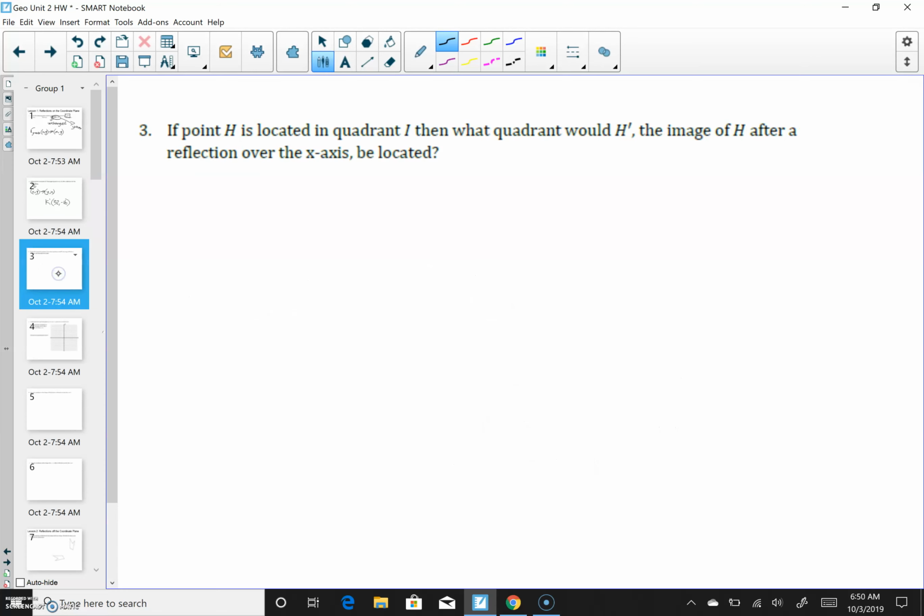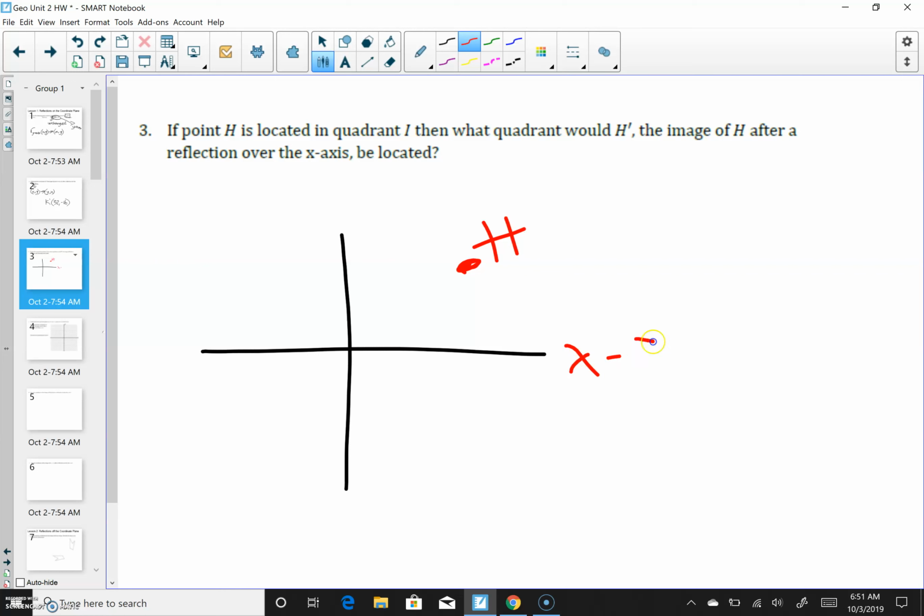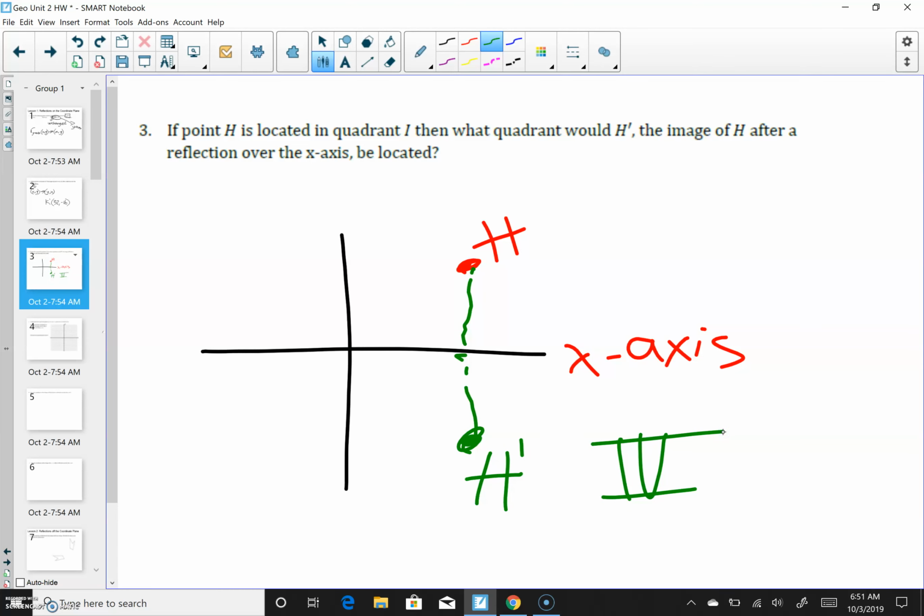For the third one, if point H is located in quadrant 1, then what quadrant would H prime, the image of H after reflection over the x-axis, be located in? The best thing you can do is draw a little graph, pick a spot for point H. Here's our x-axis. If we reflect H over that, we're going to count down again. There's going to be our new point, H prime, and that's going to be in our fourth quadrant.